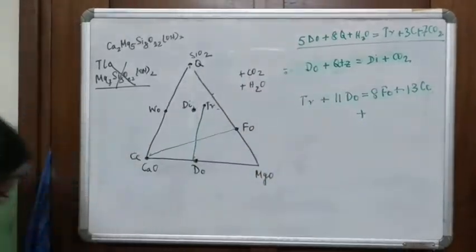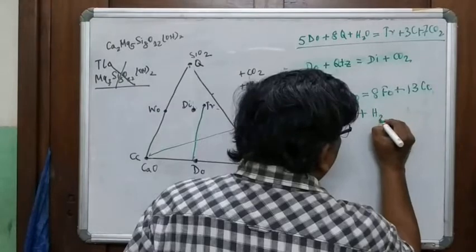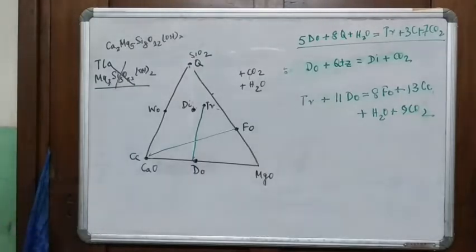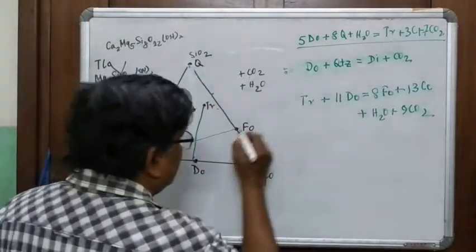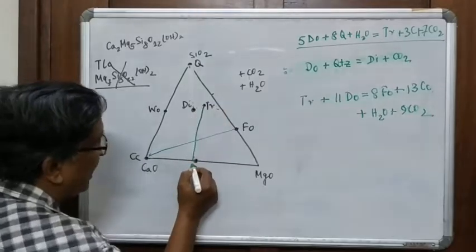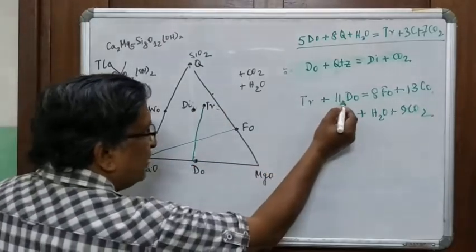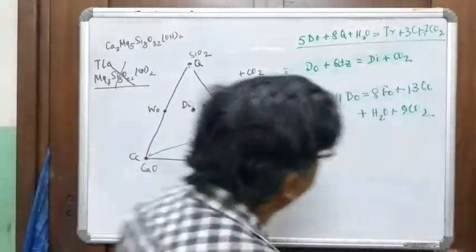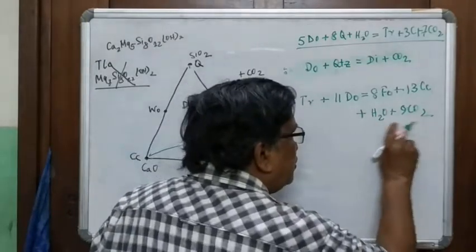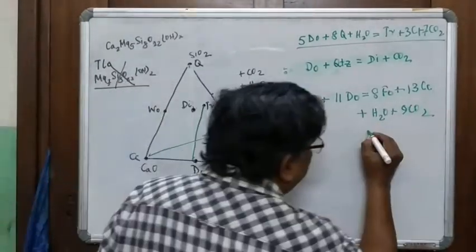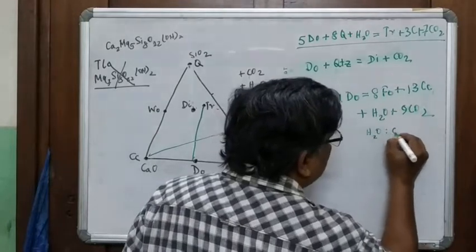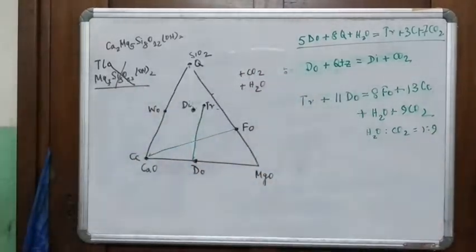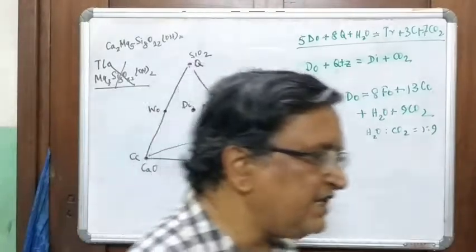plus H2O plus 9 CO2. So please cross-check the coefficients when you're doing it. This is tremolite plus dolomite. So it should be 11 dolomite plus tremolite gives you 8 forsterite plus 13 calcite. That's the reaction. And you have H2O and CO2 produced in the ratio, H2O to CO2 equal to 1:9.